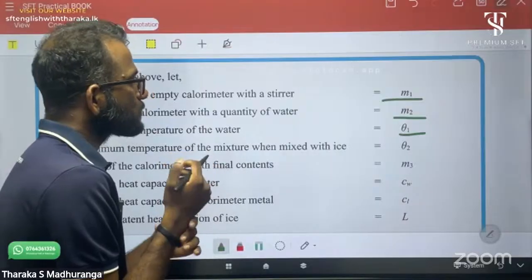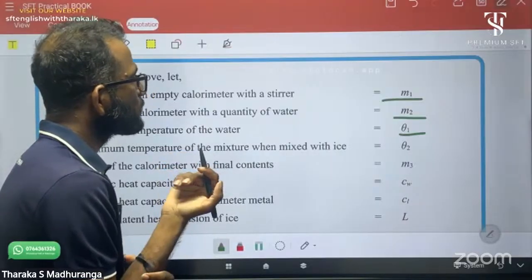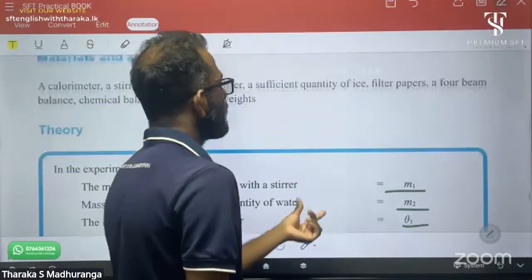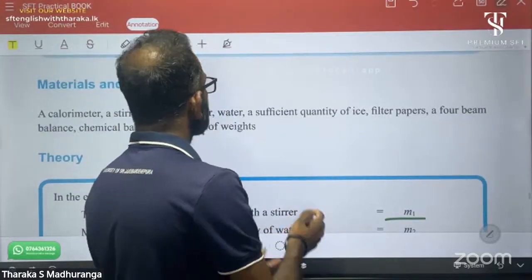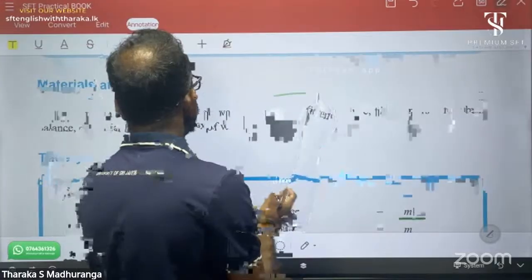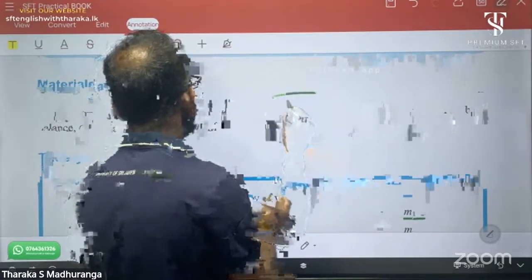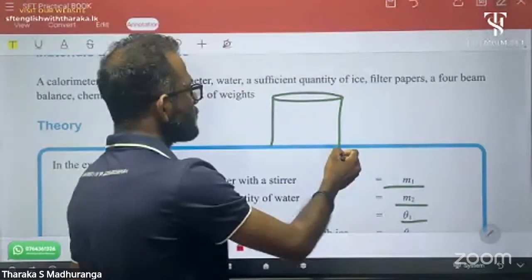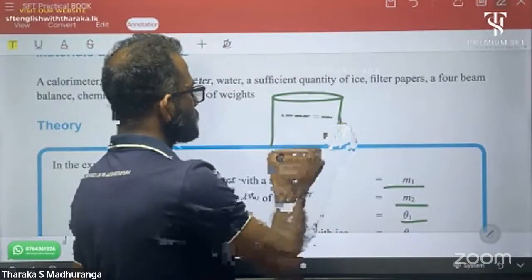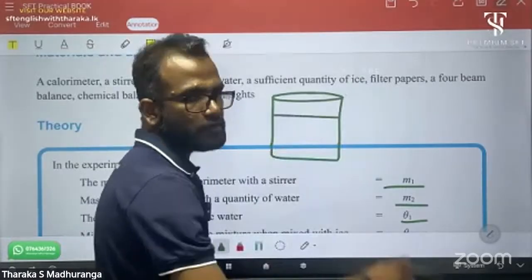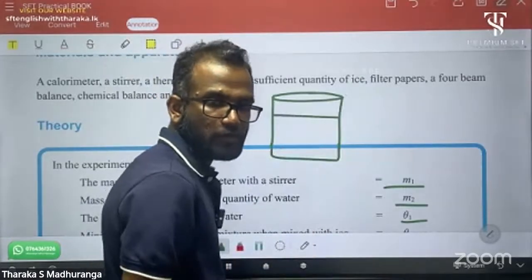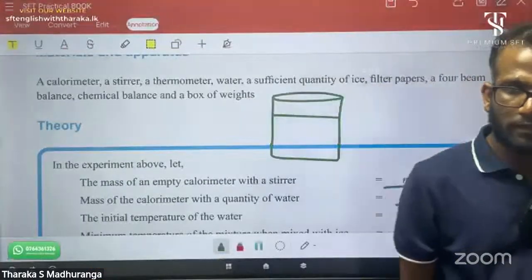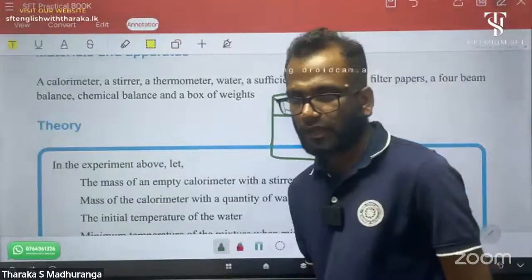Then for the next point, we have to think this is a calorimeter with water now. Calorimeter means a thermal insulated container, right? Calorimeter with water is M2, empty calorimeter is M1. Next, I take the initial temperature of the calorimeter and water. It is theta 1.